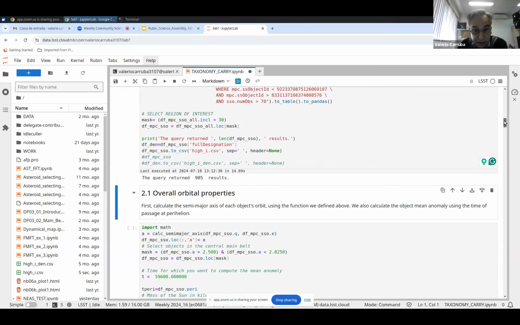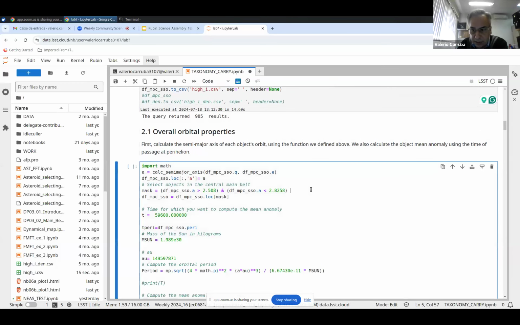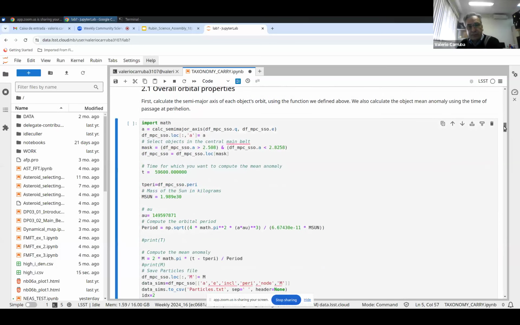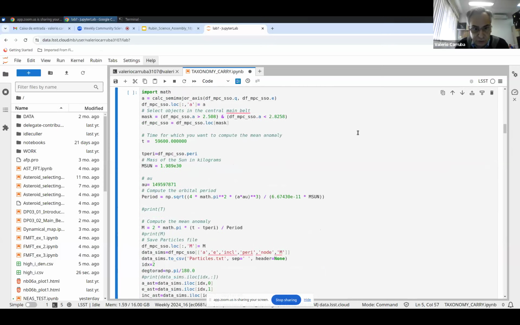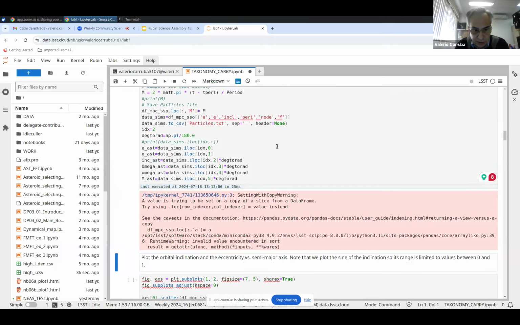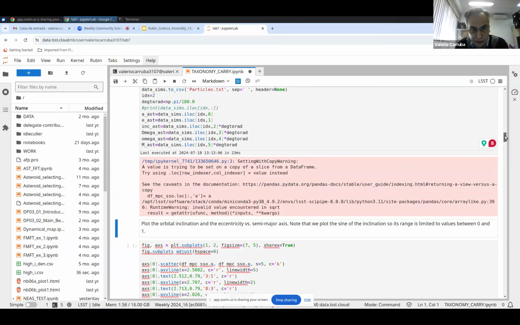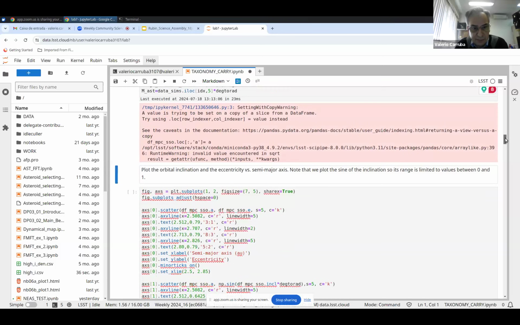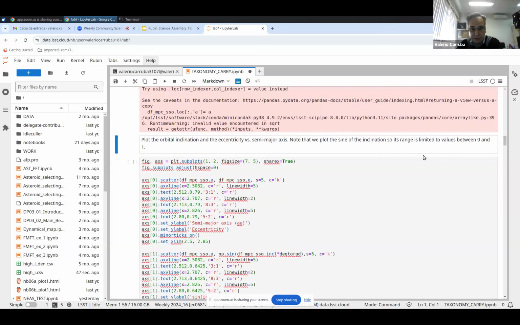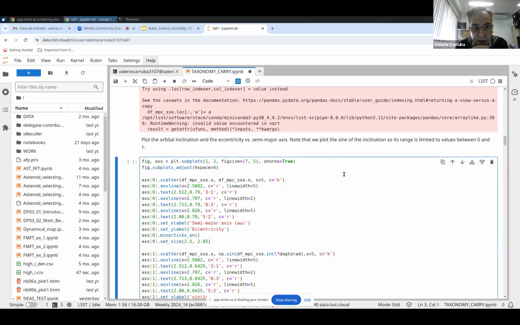We got 985 results. And at this point, we want to determine the semimajor axis of each object and calculate the mean anomaly for the orbits, because this is a useful quantity if you want to actually run a numerical integration of the asteroids. So we do just that. This is just a warning, please ignore it. And so we now have the orbital data, which is just osculating data. So these are instantaneous elements that will vary with time.